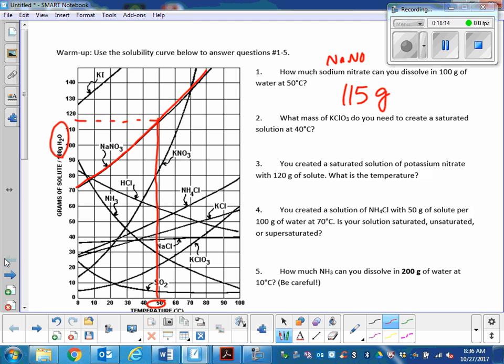All right, now, what mass of KClO3 do you need to create a saturated solution at 40 degrees Celsius? This is KClO3. Is that right? So now know this. For a given substance, at any temperature, are you with me? If you get a point above the line, it's going to be a supersaturated solution. On the line is saturated, below the line is unsaturated. So, Young, what do you think it is for KClO3 at 40? What amount do you need to add?